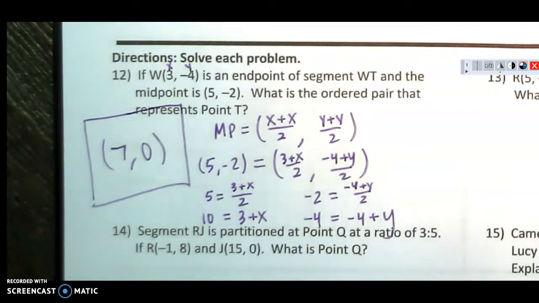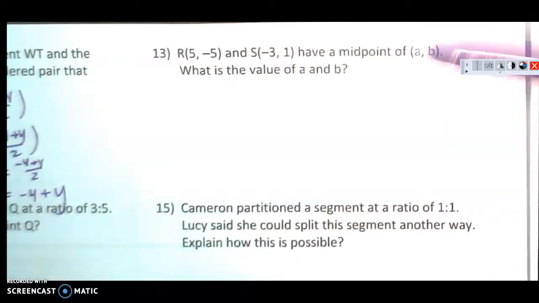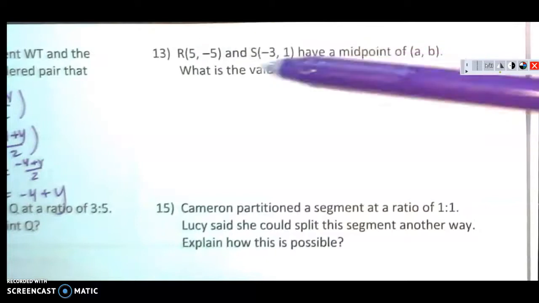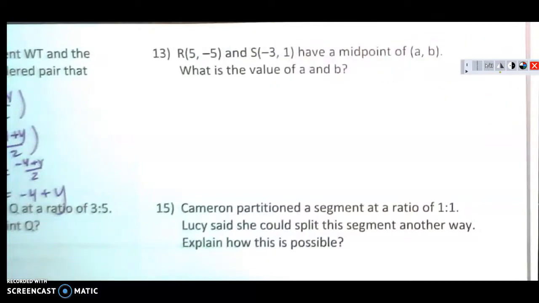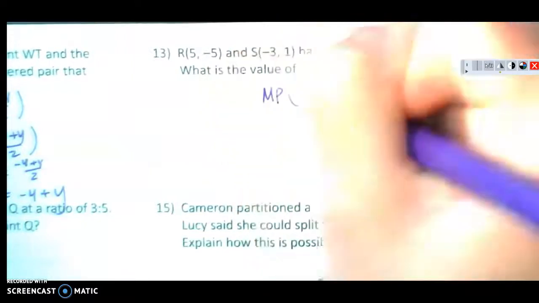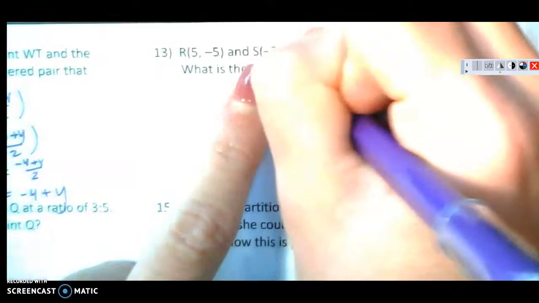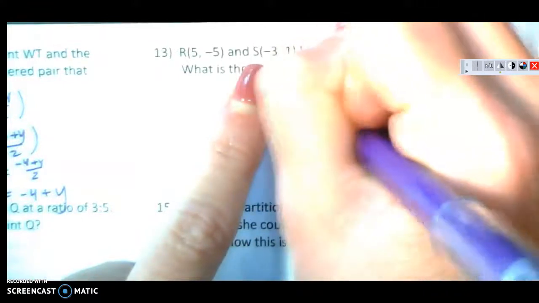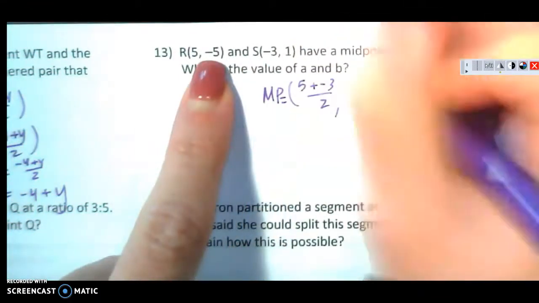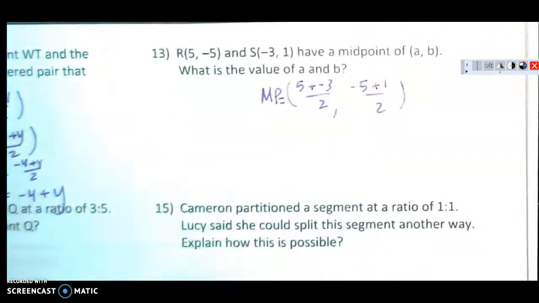Okay, let's move to number 13. This one is an example of working forwards. We're given both endpoints and we're trying to find the midpoint. So again, we're starting with the midpoint formula. Midpoint equals x plus x divided by 2. So 5 plus -3 divided by 2, comma y plus y. So -5 plus 1 divided by 2.